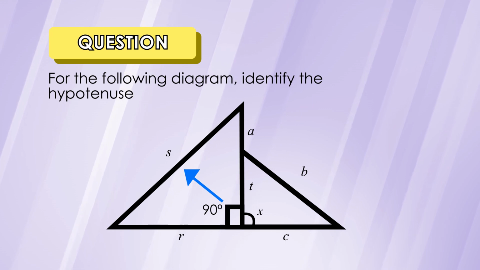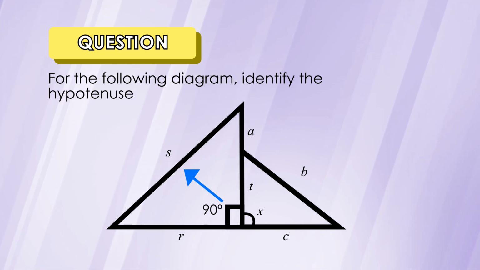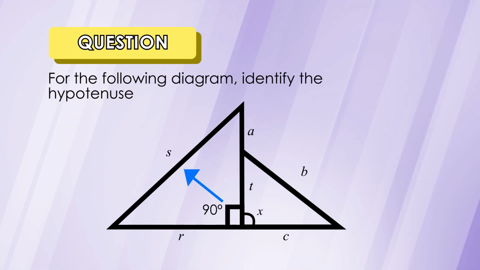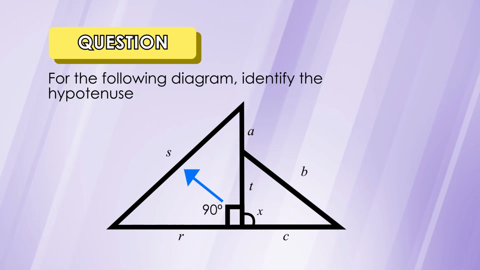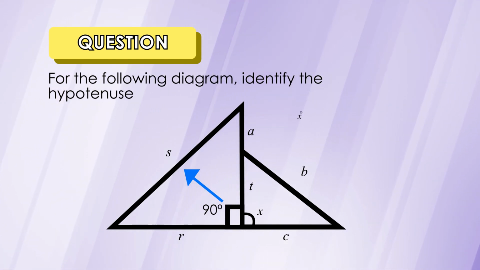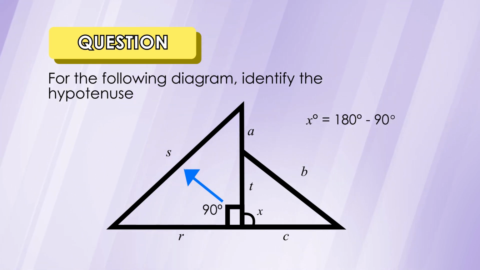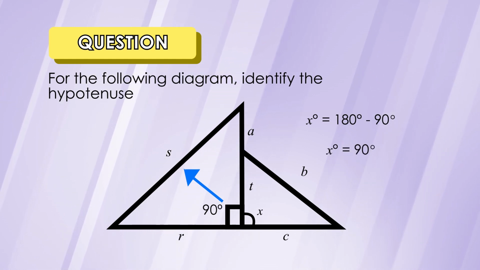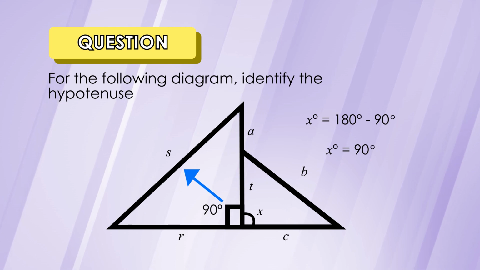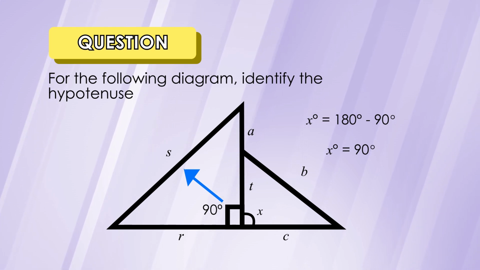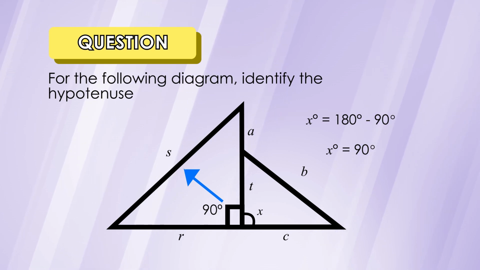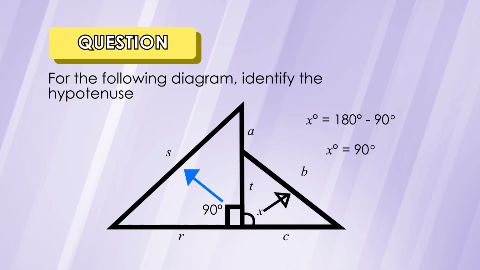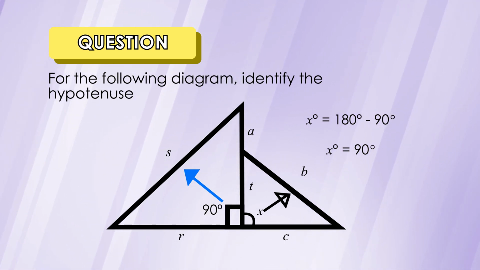Let's find angle X. Do you still remember the properties of a straight line? Use the properties of the straight line to find angle X. So, angle X is 180 degrees minus 90 degrees. Angle X is 90 degrees. Aha! So, we have another 90 degrees angle. What is opposite the 90 degrees angle? Oh yeah, it's line B. So, B is also the hypotenuse of the diagram.